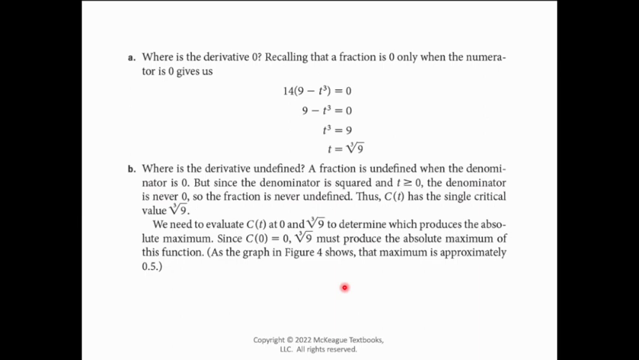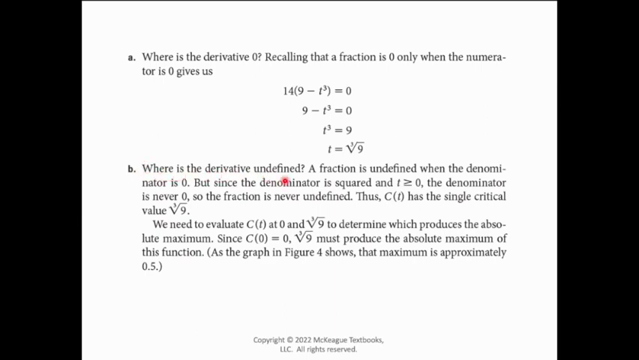That's where the derivative is either equal to 0 or where it's undefined. So we're going to look at where the derivative is 0 first. In order for a fraction to be 0, the top needs to be 0, as long as the bottom isn't 0 at the same time, so we can just look at the top. I'm going to set the numerator equal to 0, and when we solve, we get that t is the cube root of 9.